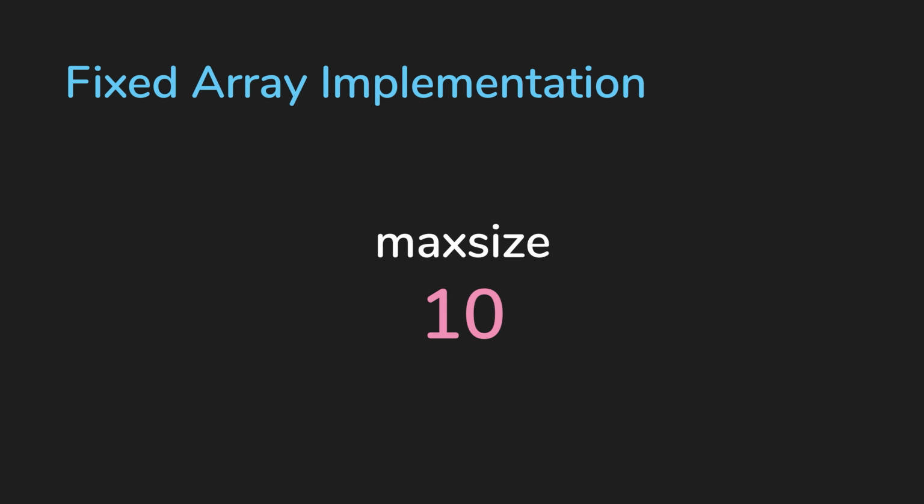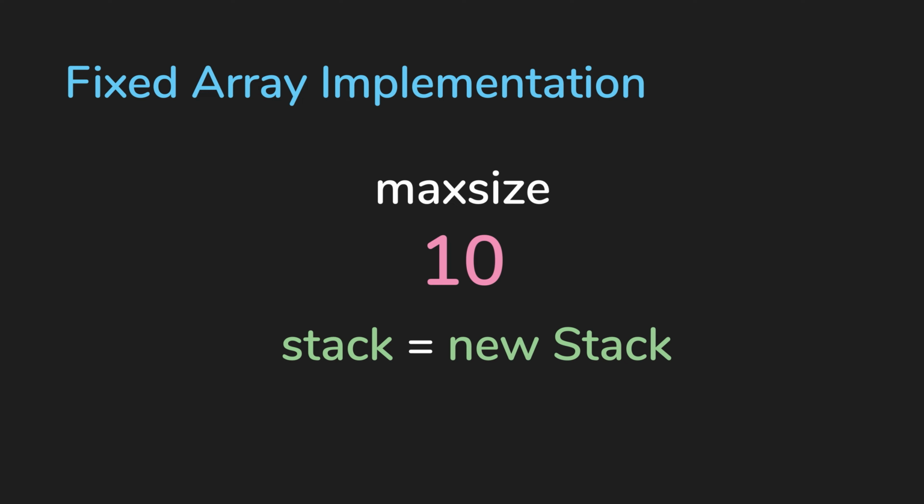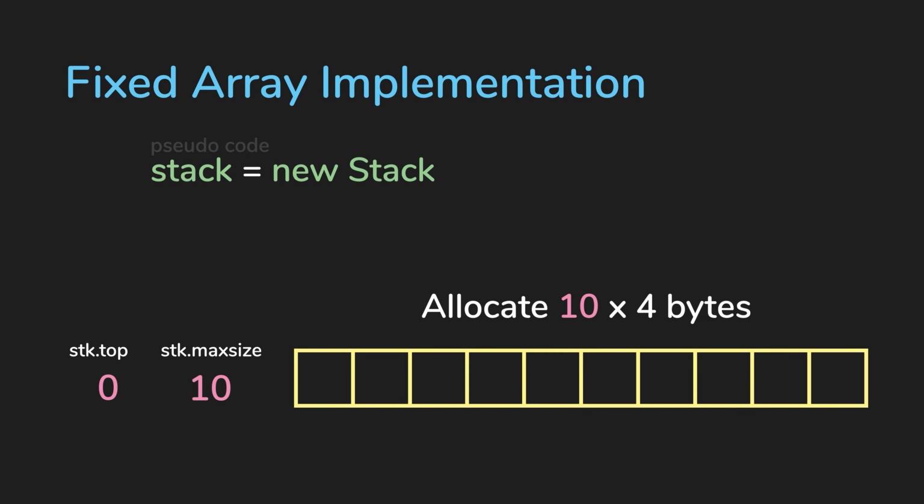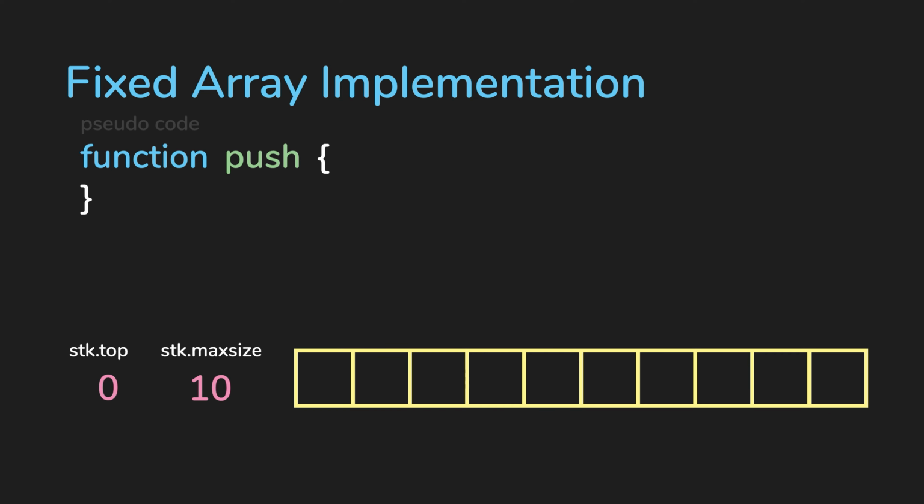Let's set the max size to 10, so when we initialize this stack, we allocate 10 times 4 bytes of memory so we can store 10 integers. Okay, now let's implement the push operation. The function will take in the stack to push the elements into, and the value of the element. Let's call them stk and x.